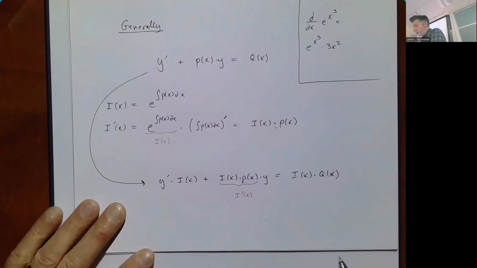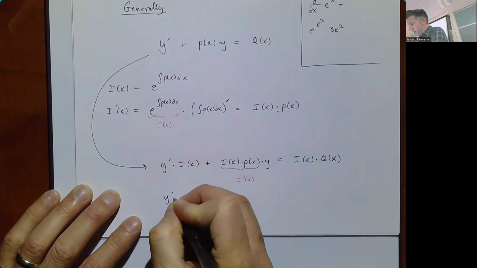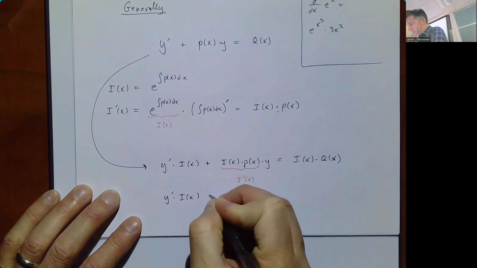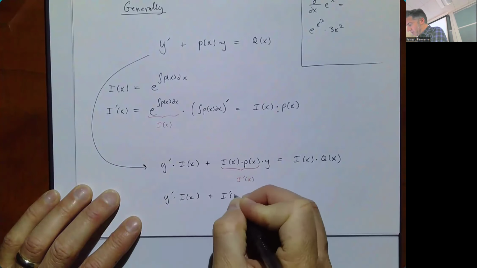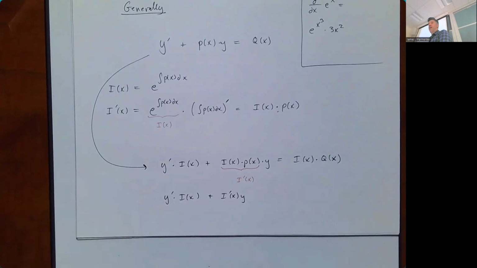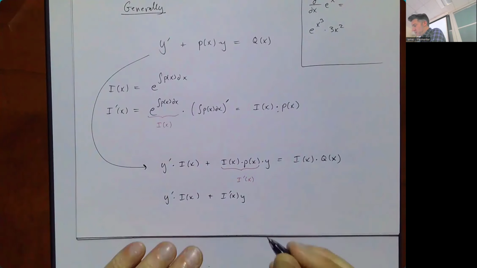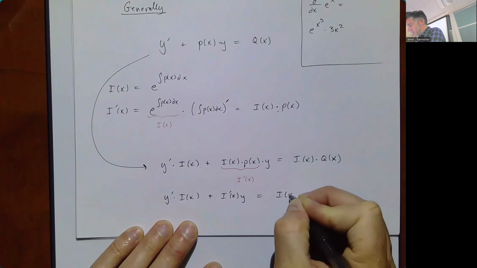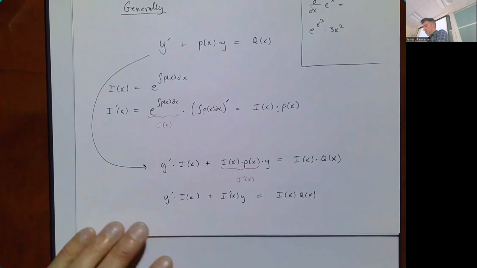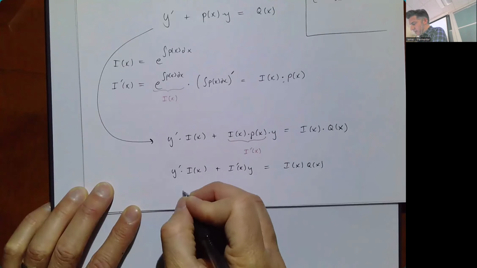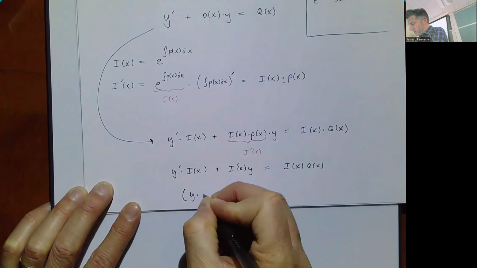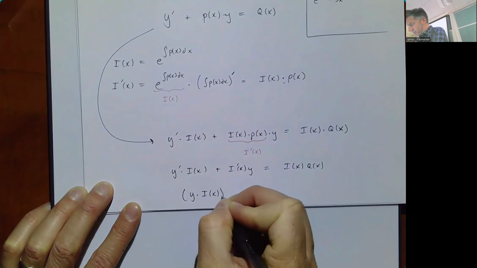So look what I've got here. I've got y prime times I plus I prime times y. That looks like a product rule derivative to me. And then the right-hand side is I of x times q of x. We rewrite the left-hand side as the derivative of the product y times I of x.